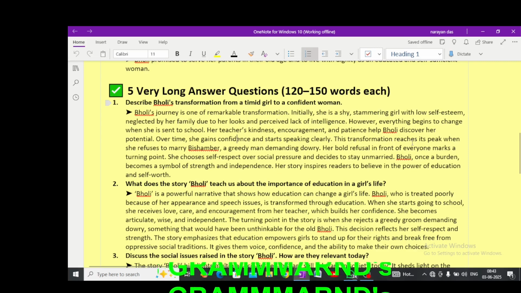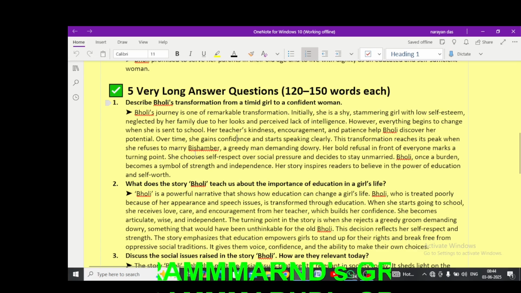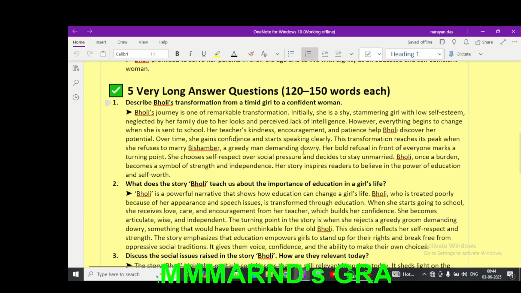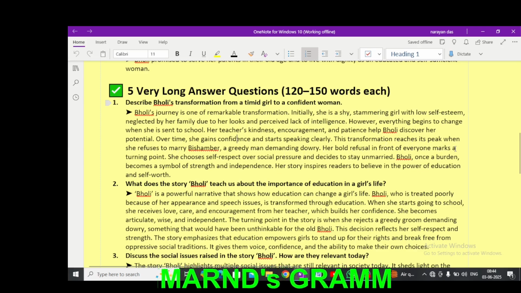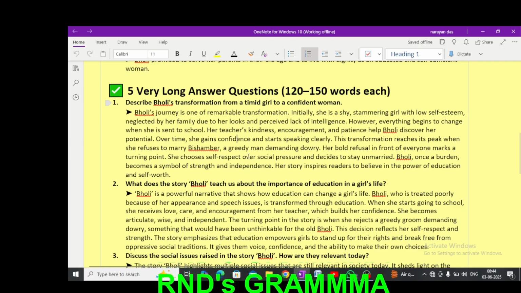The transformation reaches its peak when she refuses to marry Bishambar, a greedy man demanding dowry. Her bold refusal in front of everyone makes a turning point. She chooses self-respect over social pressure and decides to stay unmarried.